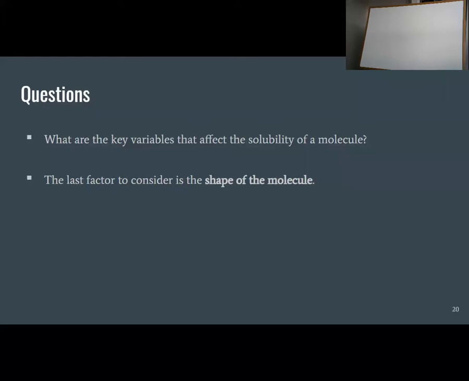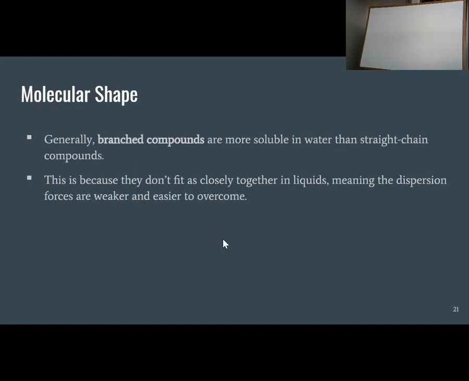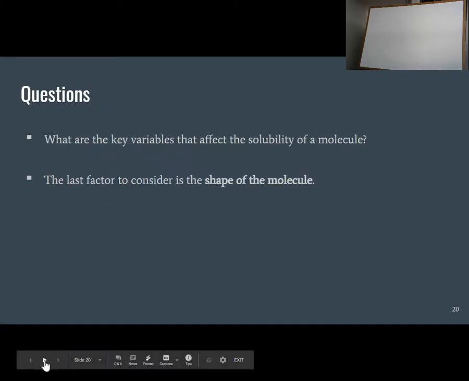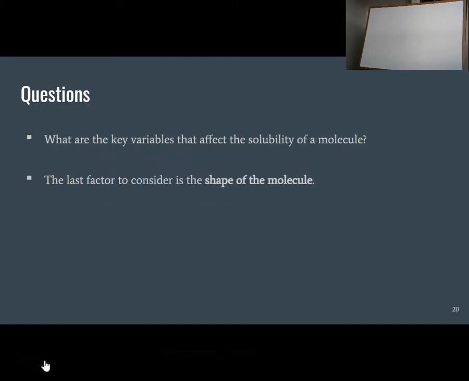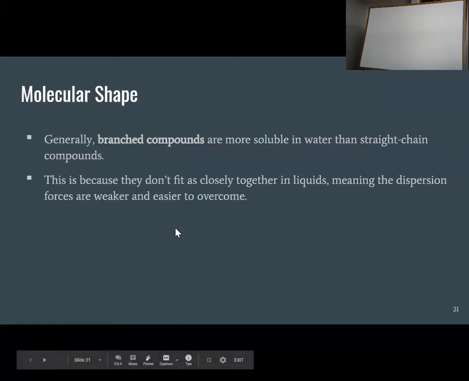So questions are, what affects the solubility of a molecule? And how does the shape of the molecule affect the solubility? Just to explain that better, the question is, what are the key variables that affect the solubility of the molecule? And I'm going to explain the last one, so the molecular shape.